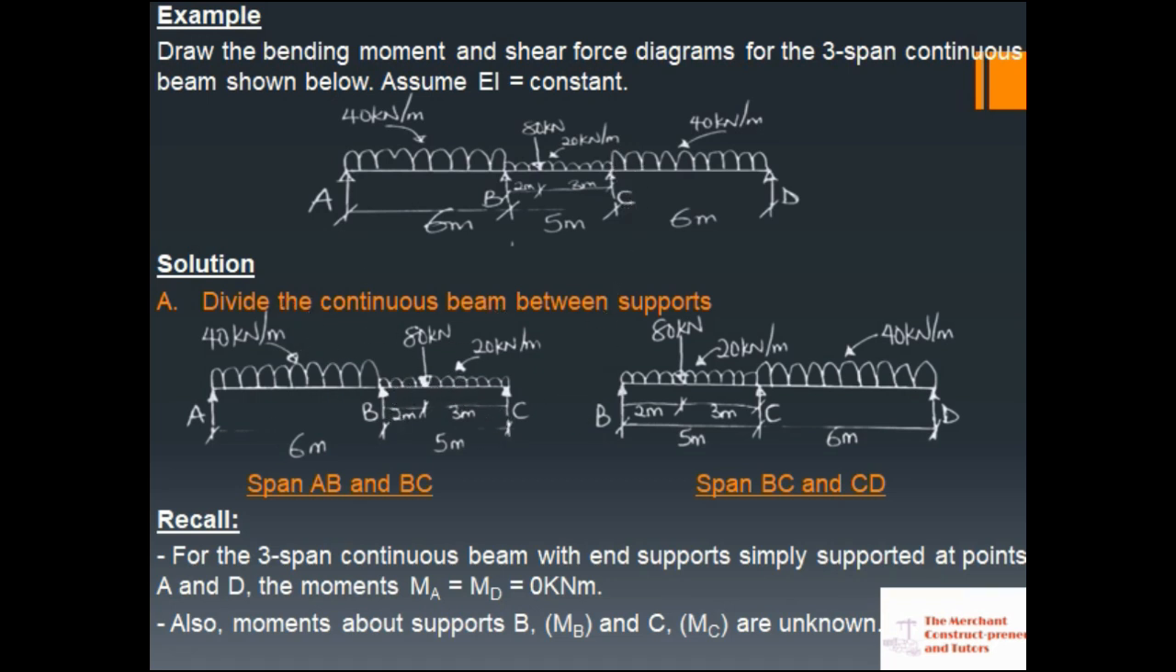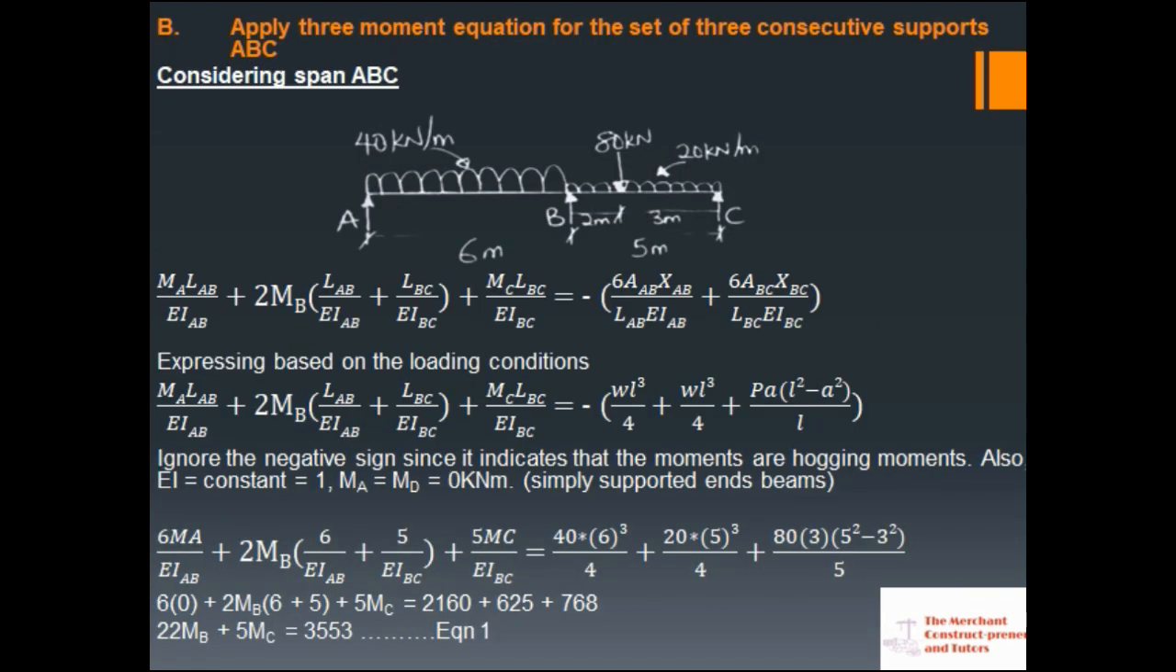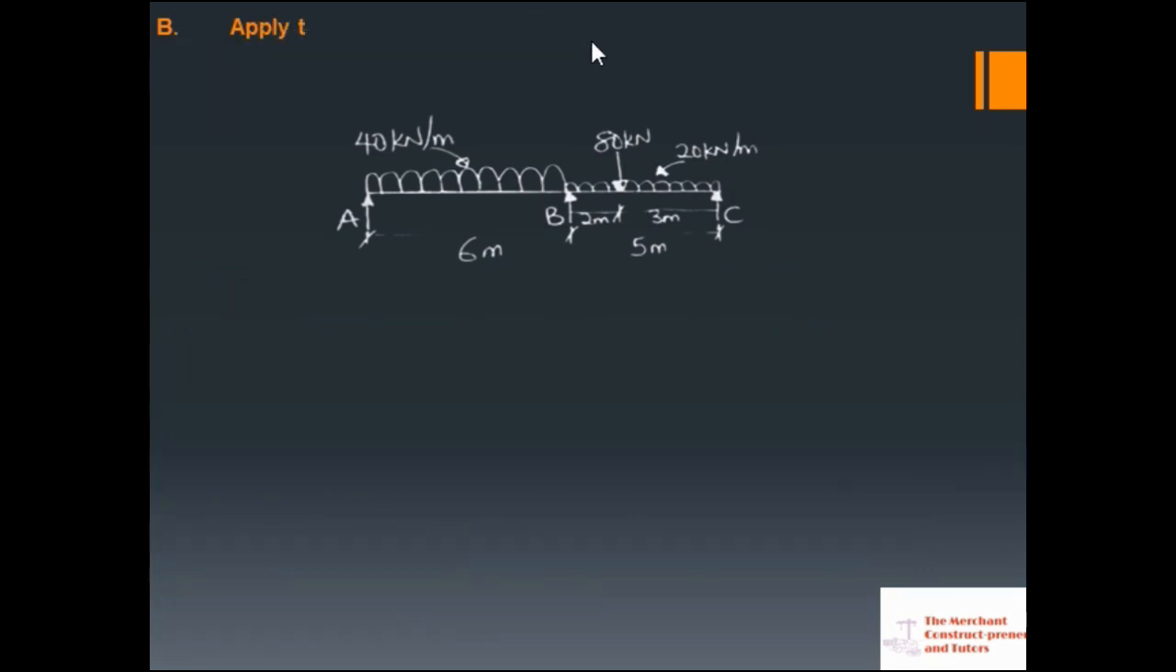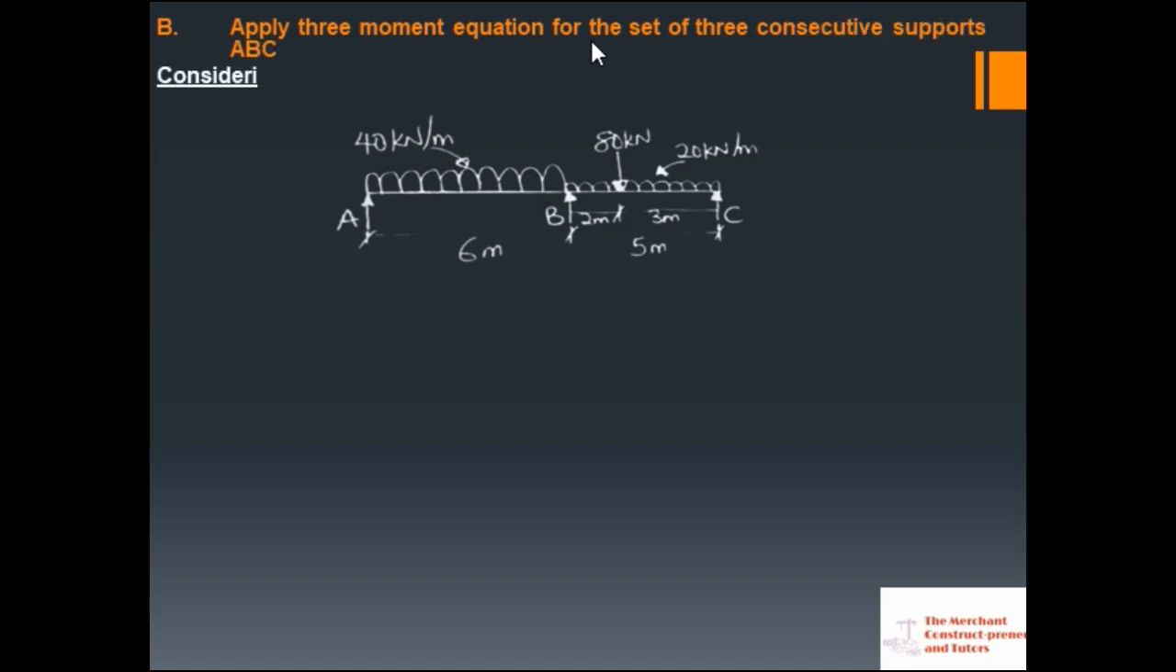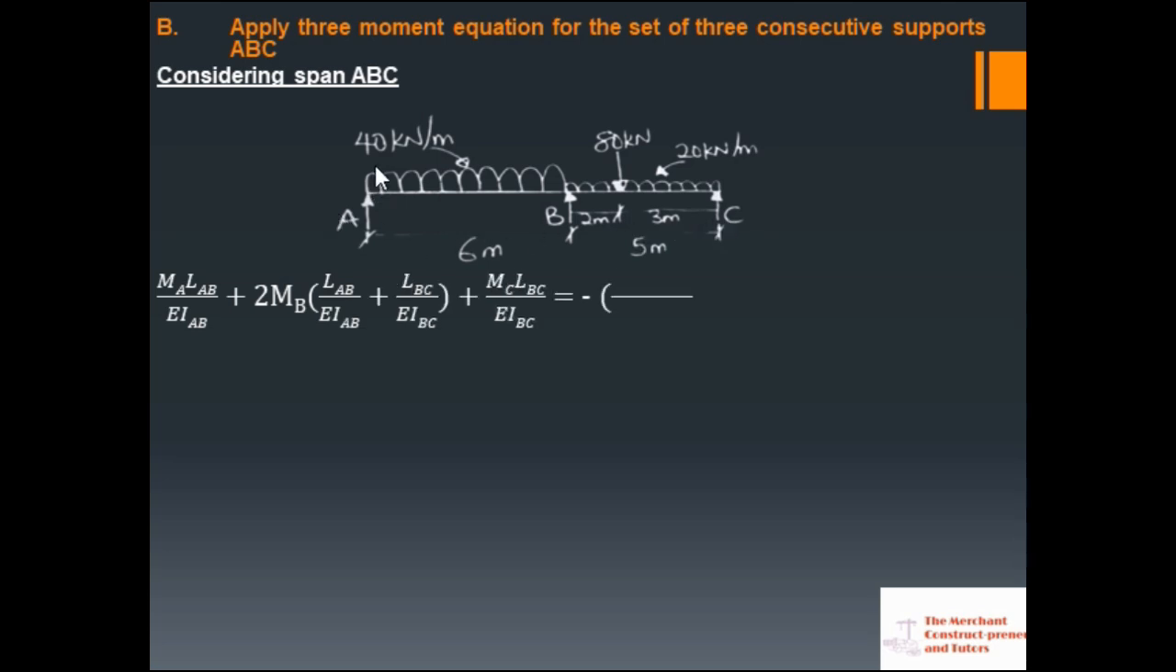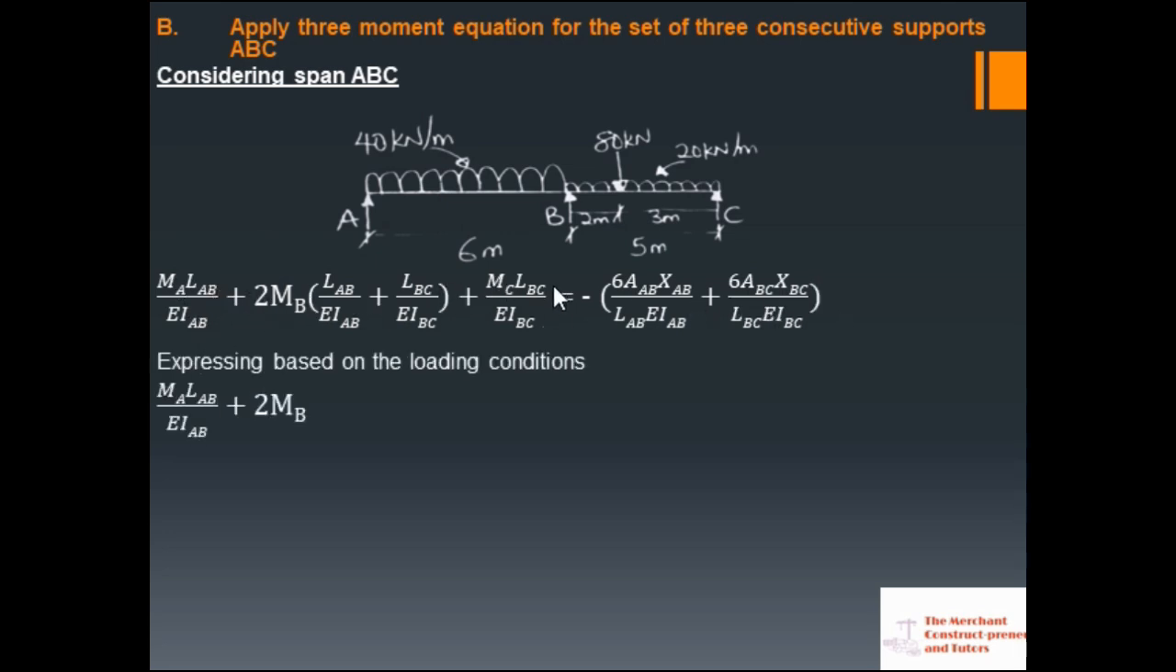We divide the continuous beam between supports. Now let's look at the next stage, which says we should apply the 3-moment equation for each set of consecutive supports. So for continuous span ABC, this is the 3-moment expression for it: MA LAB over AIB and all this, ending at MC.